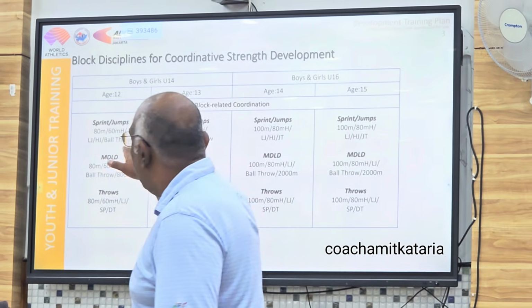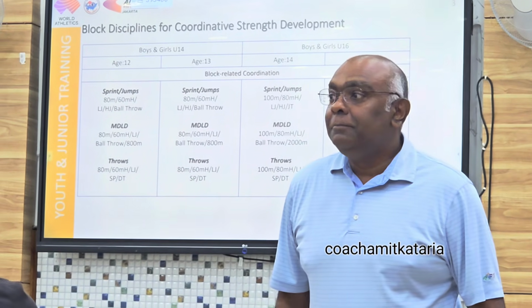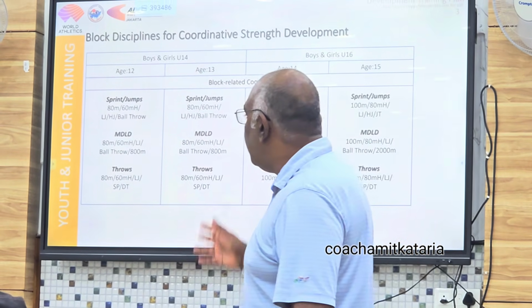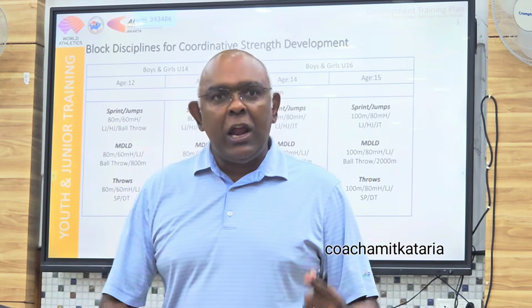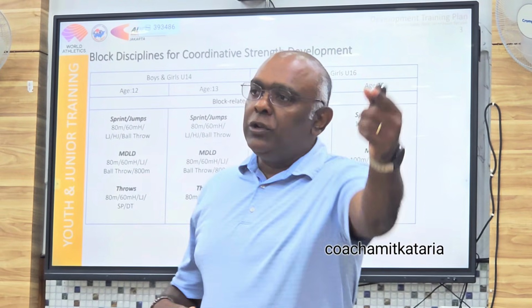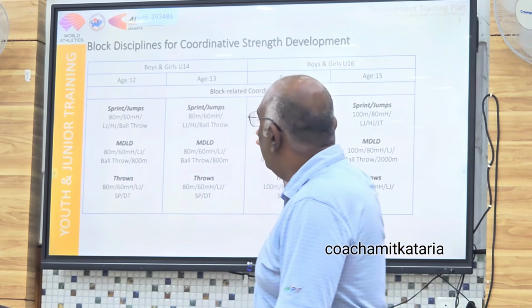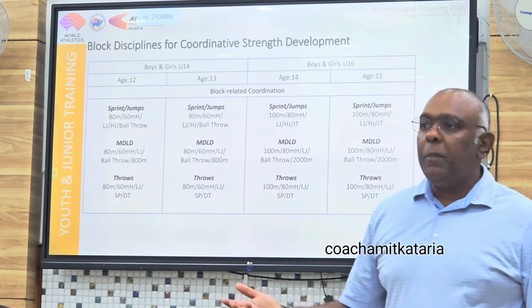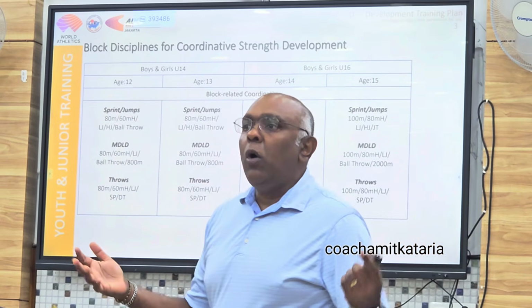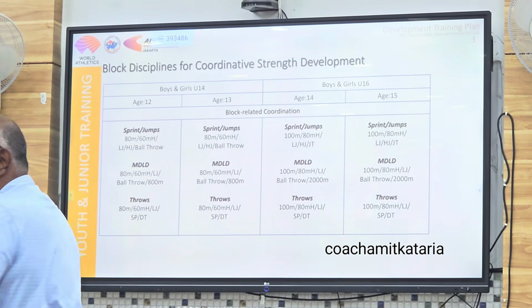Long jump: explosive strength, good. High jump: vertical. One is horizontal, one is vertical. When I use a ball throw, what am I developing? Upper body explosiveness, upper body coordinated throw.